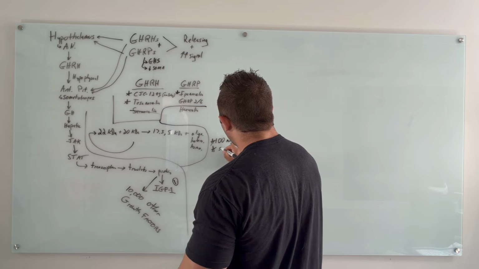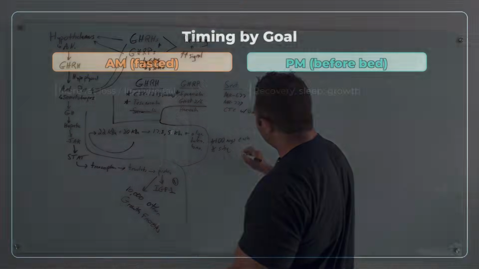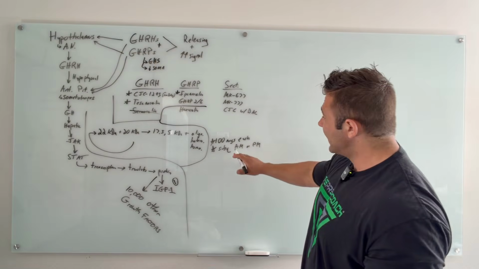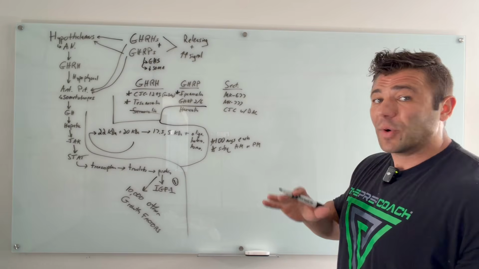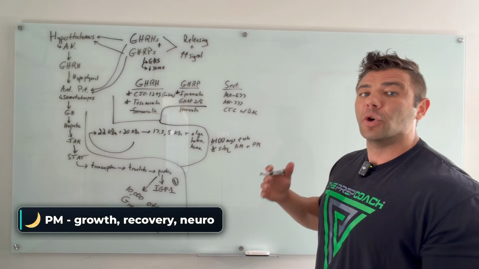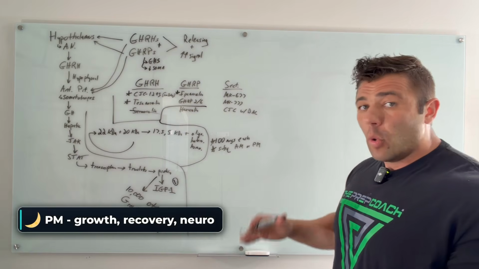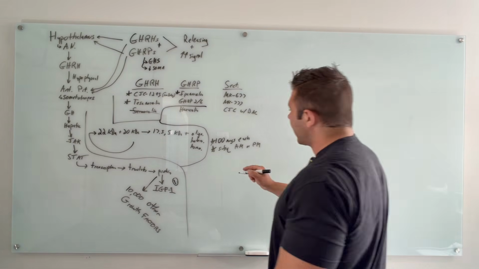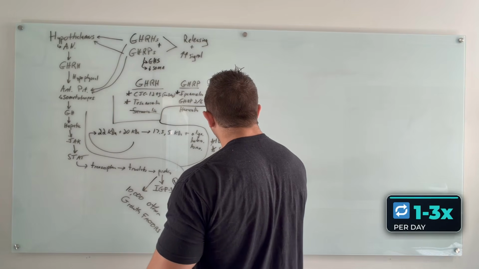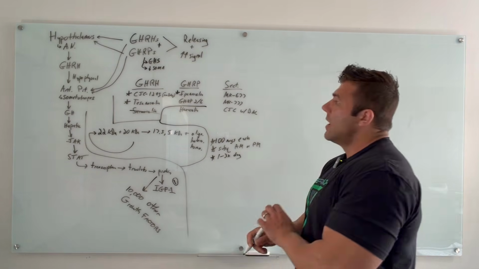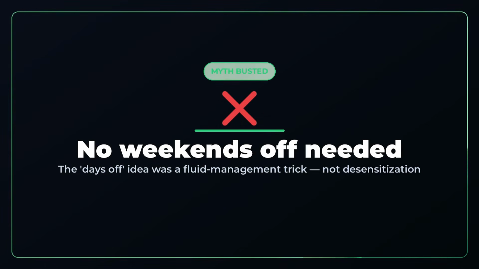I prefer sub-Q, and you could decide AM or PM based on your goal. If you need more fat loss, AM, cascade. If you need everything else, before bed. That's going to drive more oligodendrogenesis, more neurological, soft tissue, and muscular growth, more recovery, everything. So this is kind of the prime time. And then over time, you're working up the frequency. You can go anywhere from 1 to 3 times per day, and as I said, there's no need to take the weekends off.